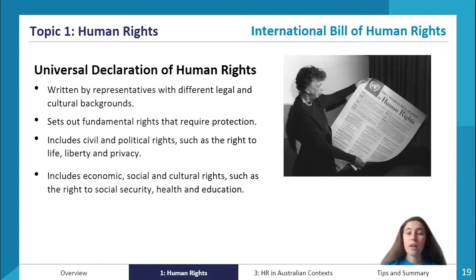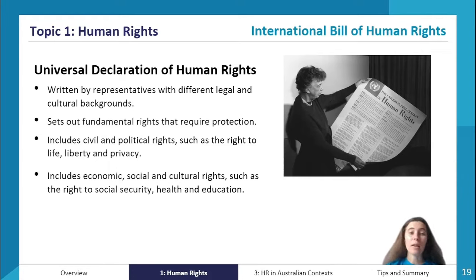This is a document that was written by representatives within different legal and cultural backgrounds. The idea here is, of course, people from different backgrounds are going to have different things to bring to the table, different perspectives on issues, different understandings of what's important in society and how society should work. So this Universal Declaration was written by a range of different people to make sure it was reflective of that diversity that we have in the world.